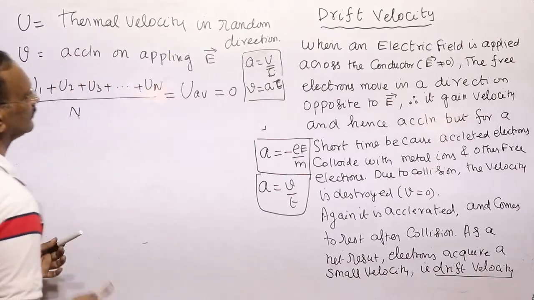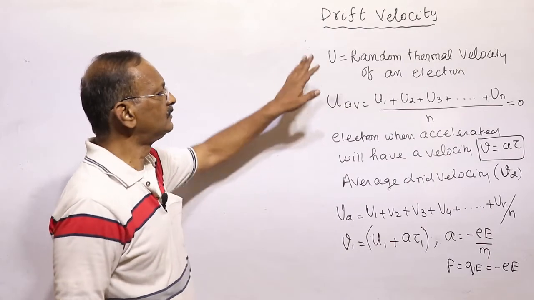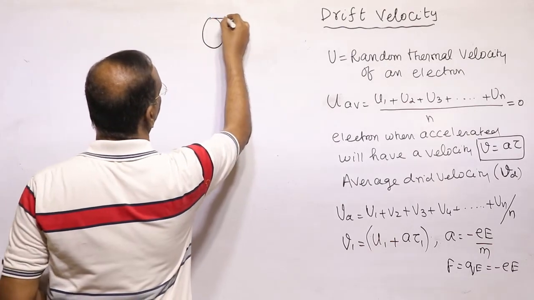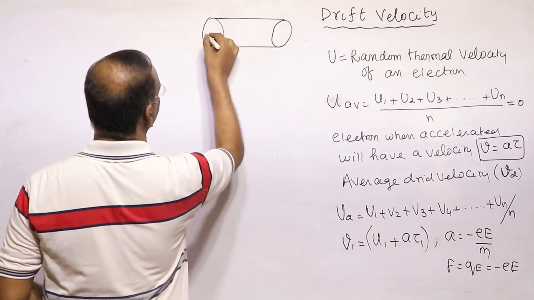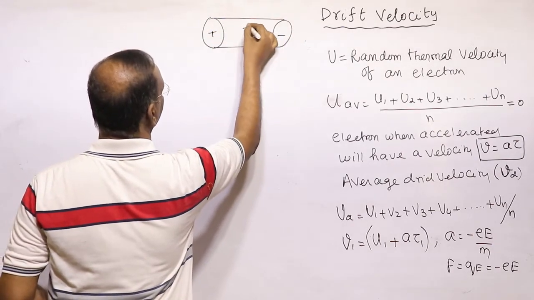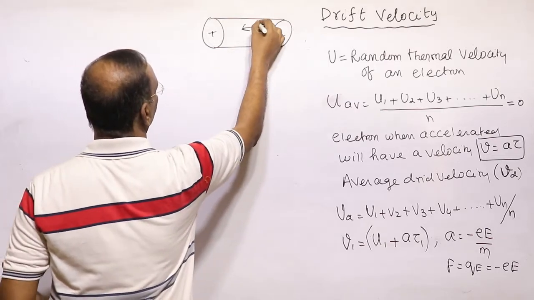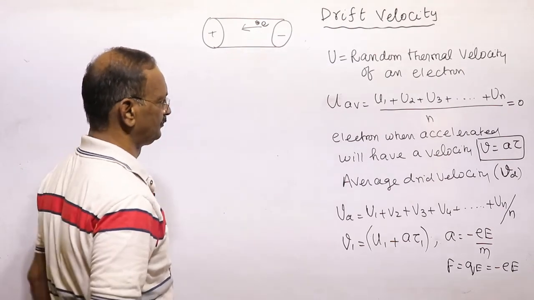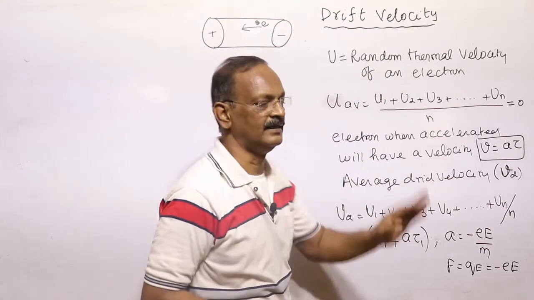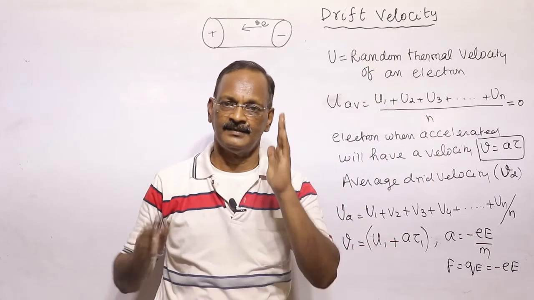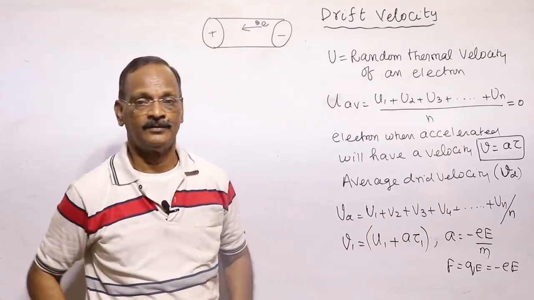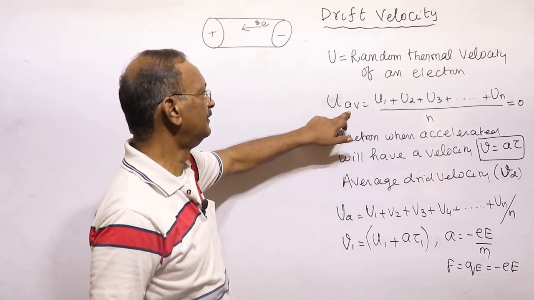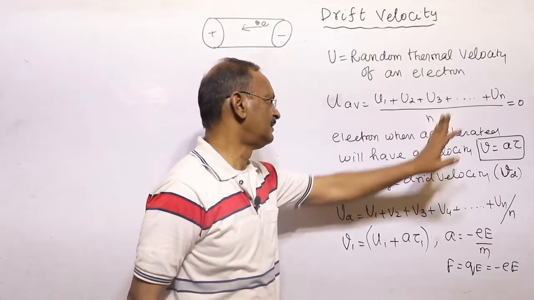So we have seen two velocities for an electron when it is drifting towards the positive end, because it is a negative charge. See the random thermal velocity of an electron. This is the velocity acquired by the electron due to thermal energy at room temperature, and the average random thermal velocity is equal to 0.